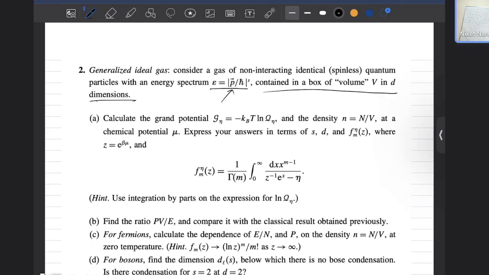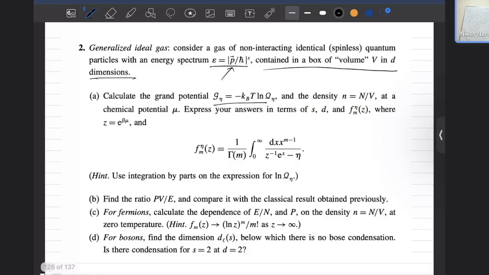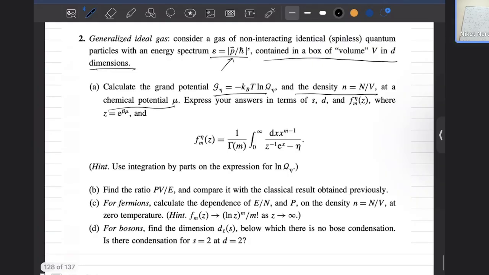So we generally did the 3D volume and the energy dispersion there. We don't need to do that. This is the energy dispersion which is given here. Calculate the grand potential and the density at a given chemical potential mu. These are the quantities to be calculated.